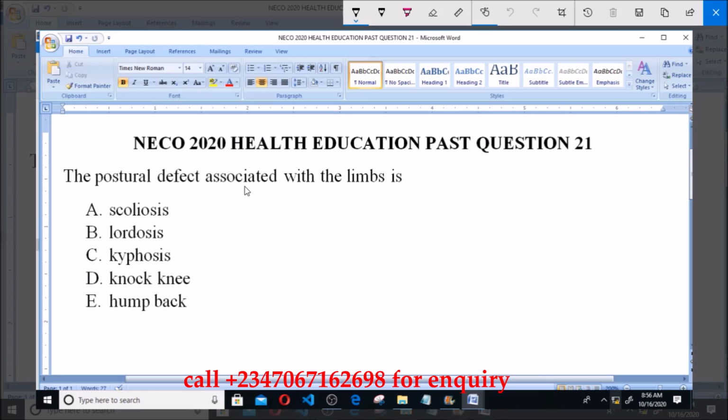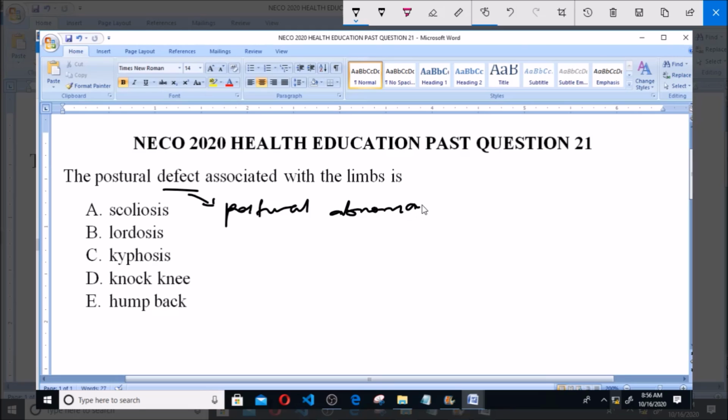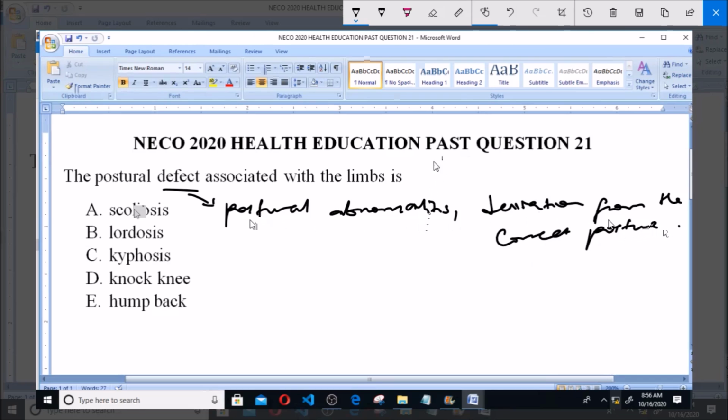Postural defects simply refers to postural abnormalities. In other words, they are deviation from correct posture. Now, these postural defects range.